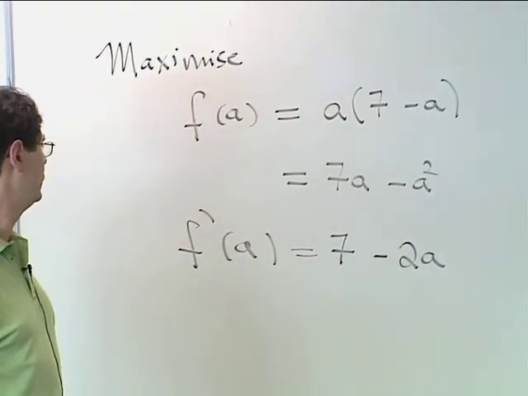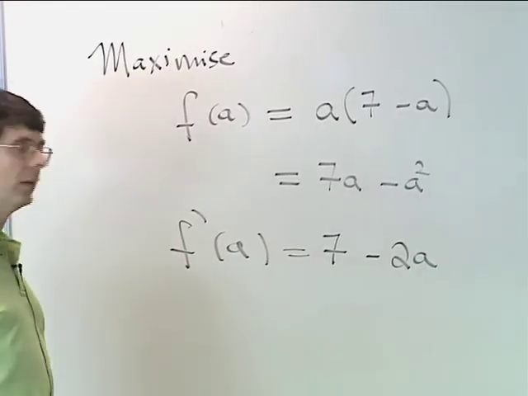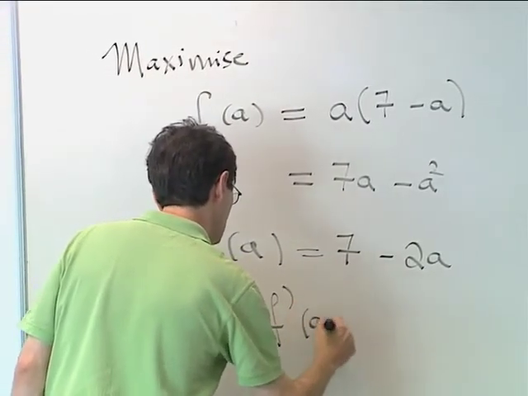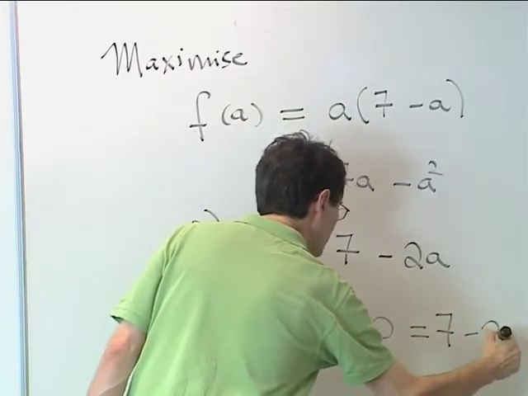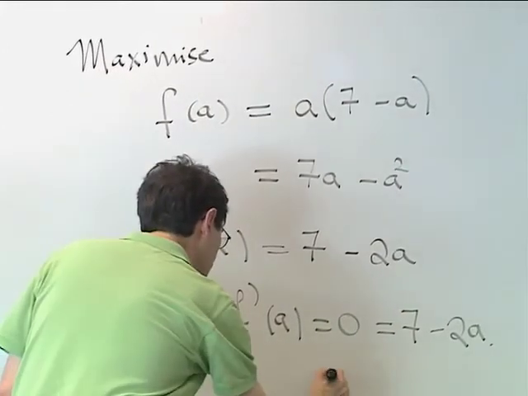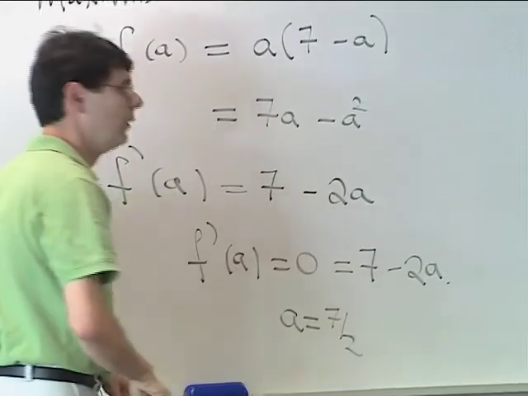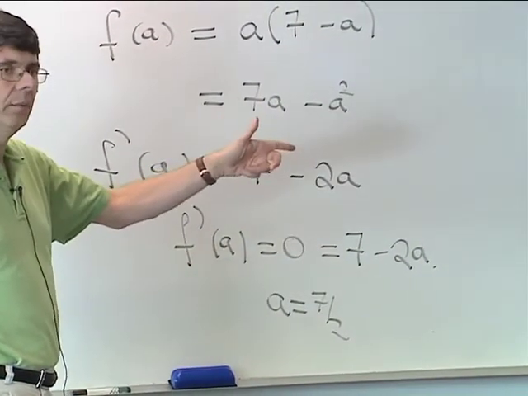7 take away 2a. 7 minus 2a. Negative 2a plus 7. That's it. And set it equal to 0. And when you solve, you'll find that a is 7 on 2. And once you know the value of a, you know the value of b.